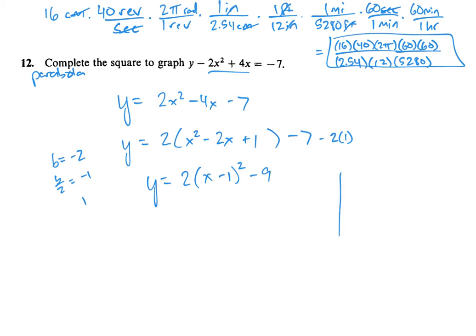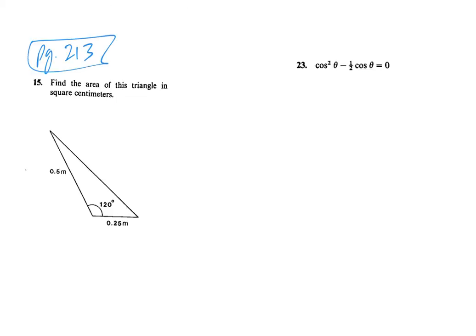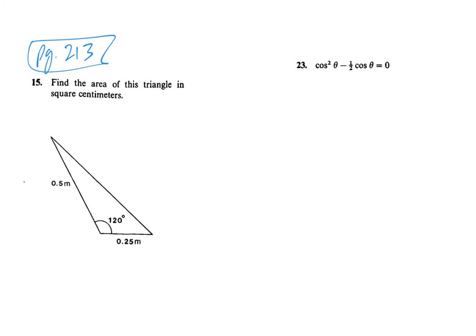So I'll be able to graph this parabola with a vertex over at 1, down 9: 1, 2, 3, 4, 5, 6, 7, 8, 9. It's going to be upward facing and a little bit skinnier than it might have been otherwise, with a vertex at 1, negative 9.